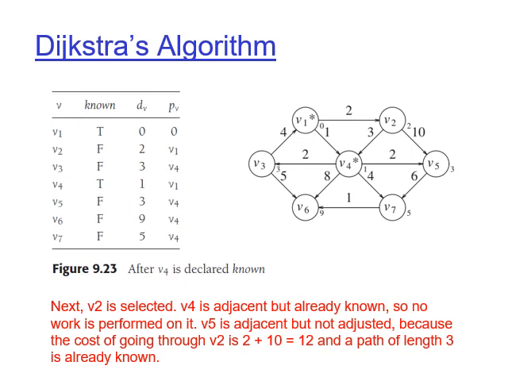So if you look at the adjacency list of V2, we will find V4 and V5. But since V4 is already known, I cannot work on it. We don't need to do any work on it, right? Since V4 is known, we don't need to change its weight. But look at V5 now. V5 is adjacent to it, right? If I go to V5 via V2, what is the cost? 10 plus 2, which is 12.